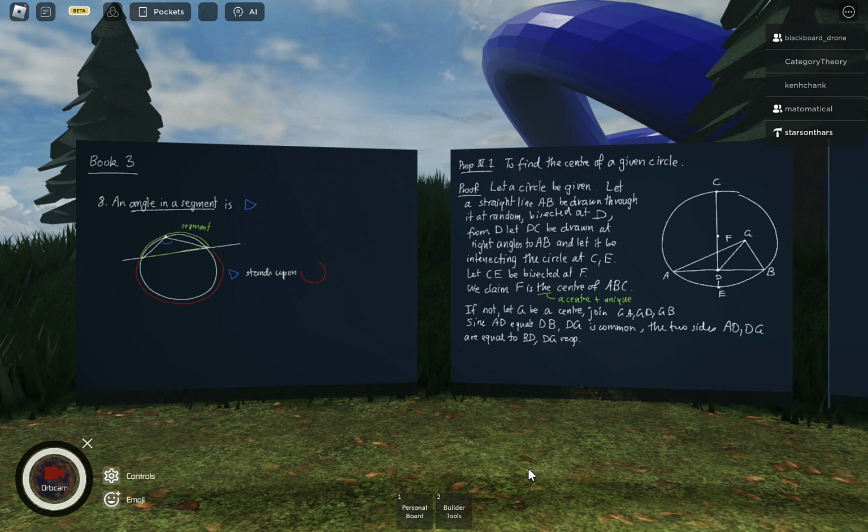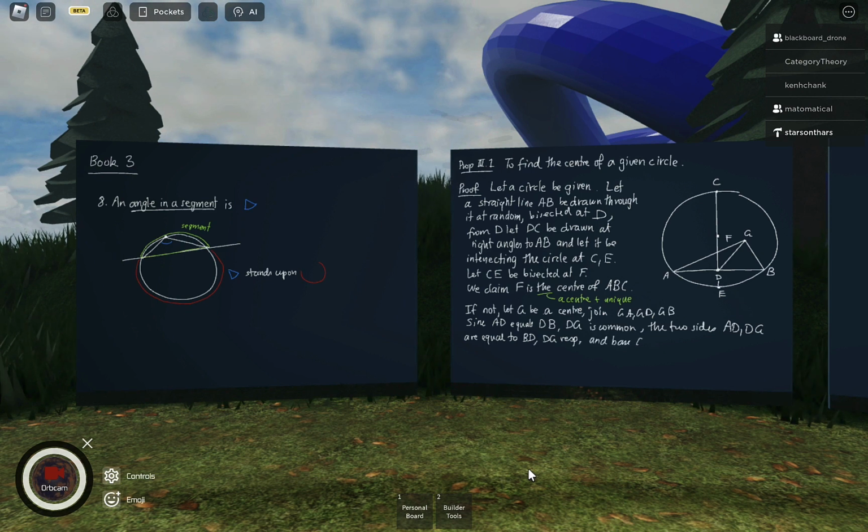AD, DG should be equal to BD, DG. Yeah, well, that's what we just said. And the base GA is equal to the base GB, by the hypothesis that it was a center. So that means by proposition 8, the angle ADG equals the angle GDB.